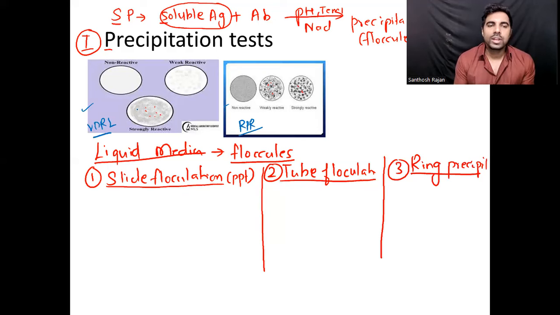So these two, you can see the flocculs are strong. When flocculs are formed, they are positive. So the slide flocculation test is used. Examples are the VDRL and RPR.